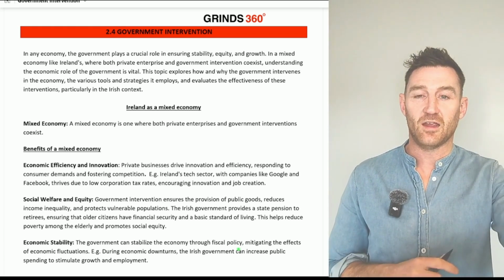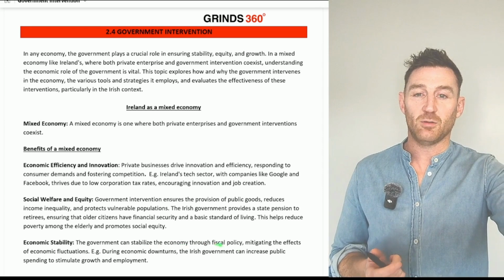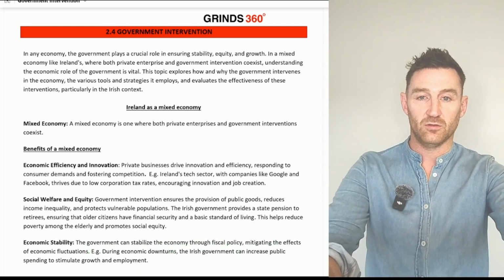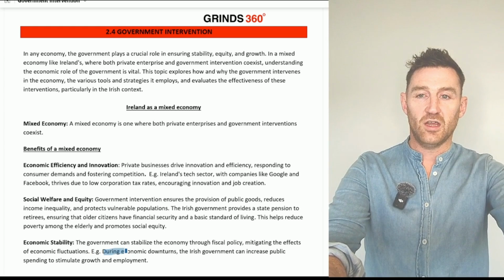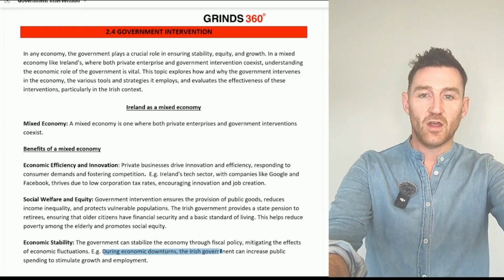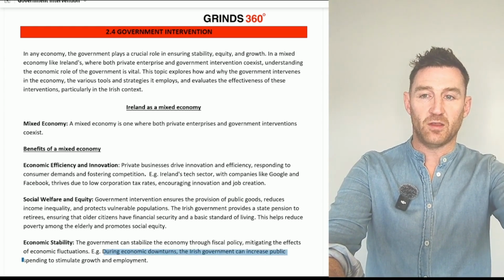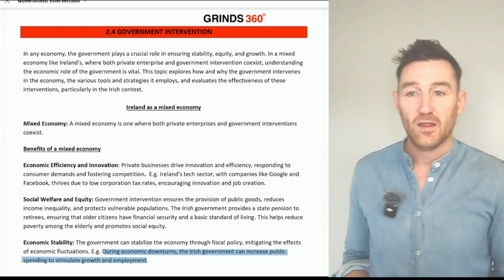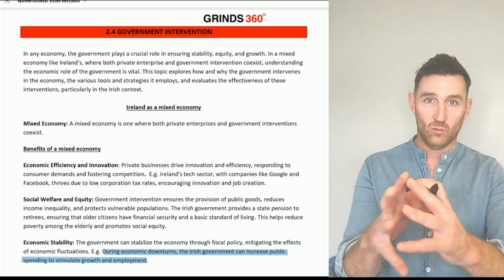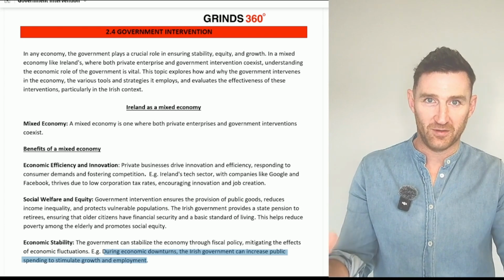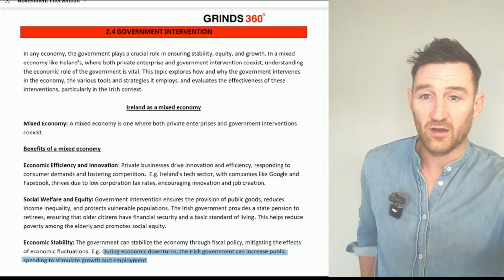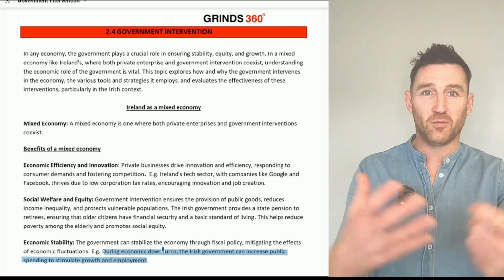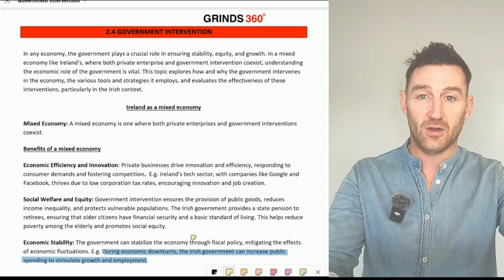And if you read the next bit, the government can stabilise the economy through fiscal policy, mitigating the effects of economic fluctuations. This is a crucial thing, so I would highlight this. During economic downturns, the Irish government can increase public spending to stimulate economic growth and employment. So in that one line, we have loads of what macroeconomics is about. If you can understand how that works, and I'm about to explain it, you're in a good place for understanding a lot of macroeconomics.